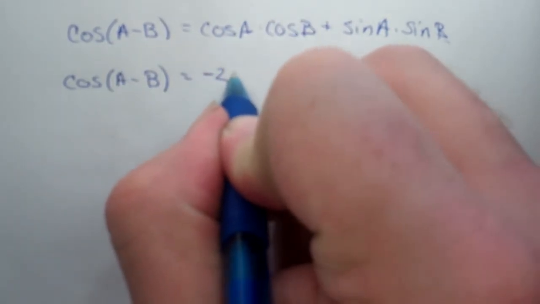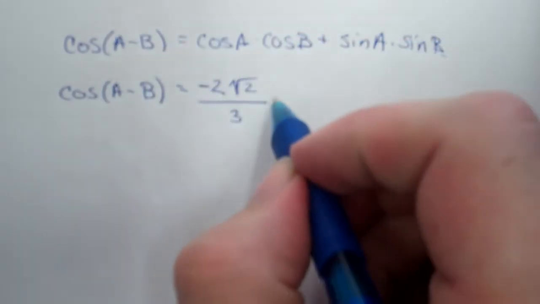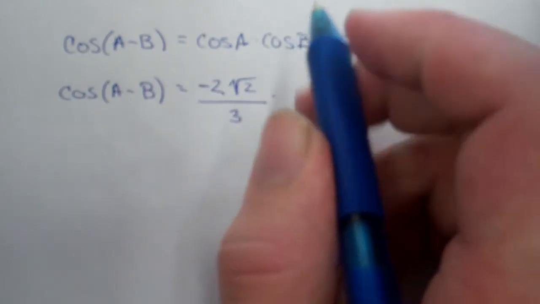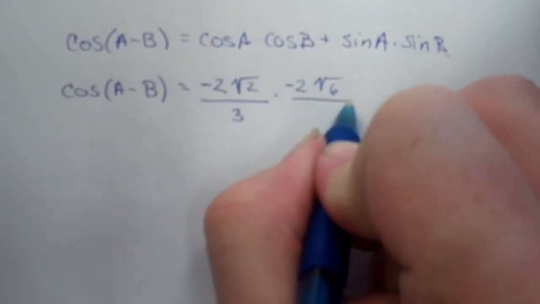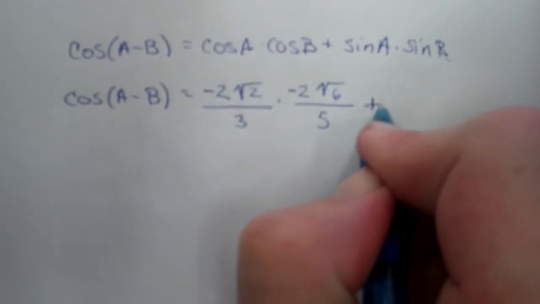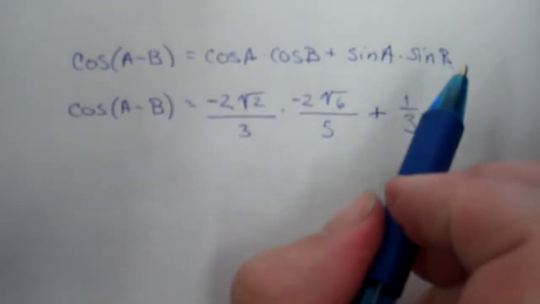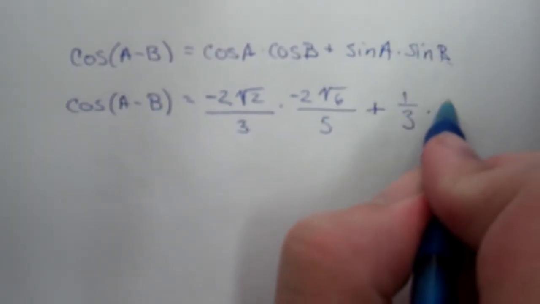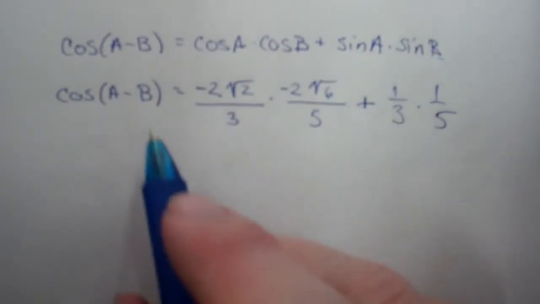We know many of these values, so the cosine of A minus B is equal to, what did we find for the cosine of A? We found that that was negative 2 radical 2 over 3 times, what did we get for the cosine of B? Well, the cosine of B we found was negative 2 radical 6 over 5 plus the sine of A, we were given that is 1/3. The sine of B, we were given that was 1/5. Now we have substituted, now we just need to simplify.